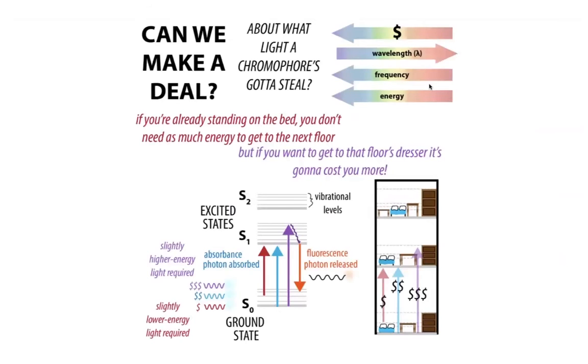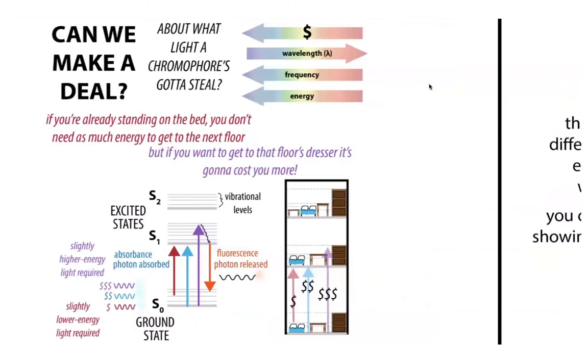There's a little bit of wiggle room. So it's not quite just those distinct states. You can think of it as being able to stand on your bed or stand on your dresser and jump up and down between those. But you can't actually go between the floors, but there is a little bit of wiggle room.